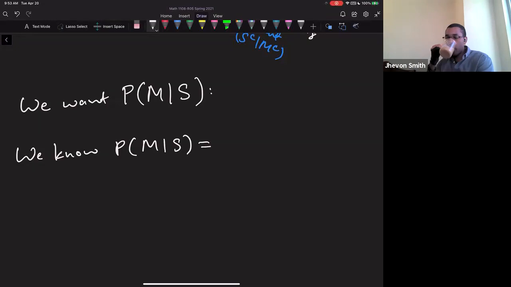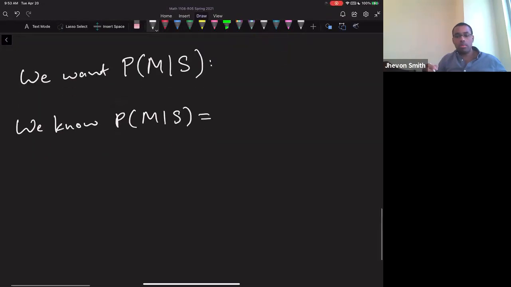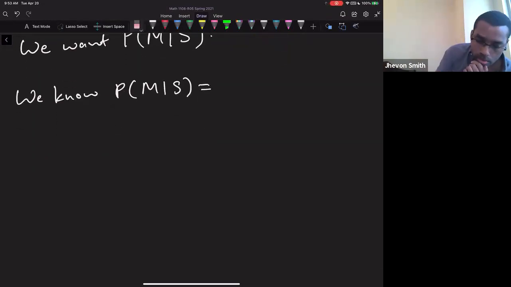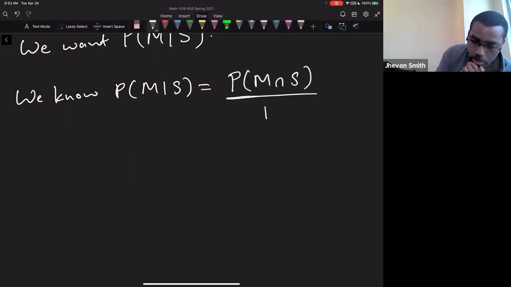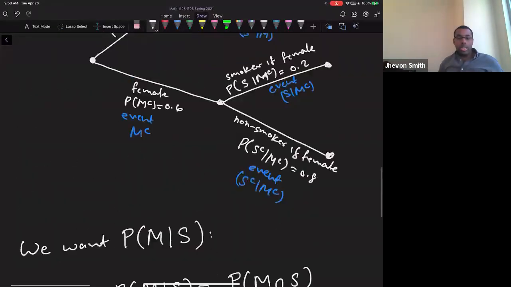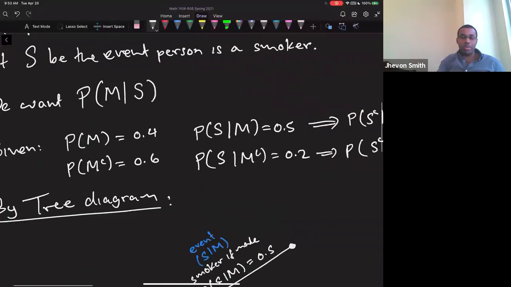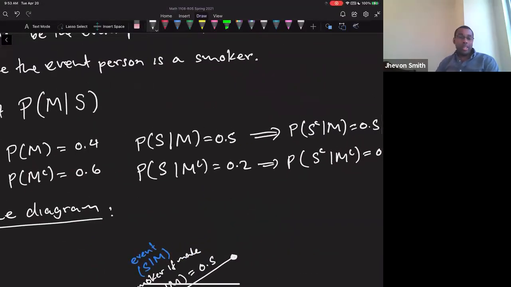So what is that? It's the probability of A intersect B over the probability of B, or I guess this is M intersect S over the probability of S. So this is the probability of M intersect S over the probability of S, right? Now, we don't have either of those given to us. Okay, so now the question is, how are we going to find them?